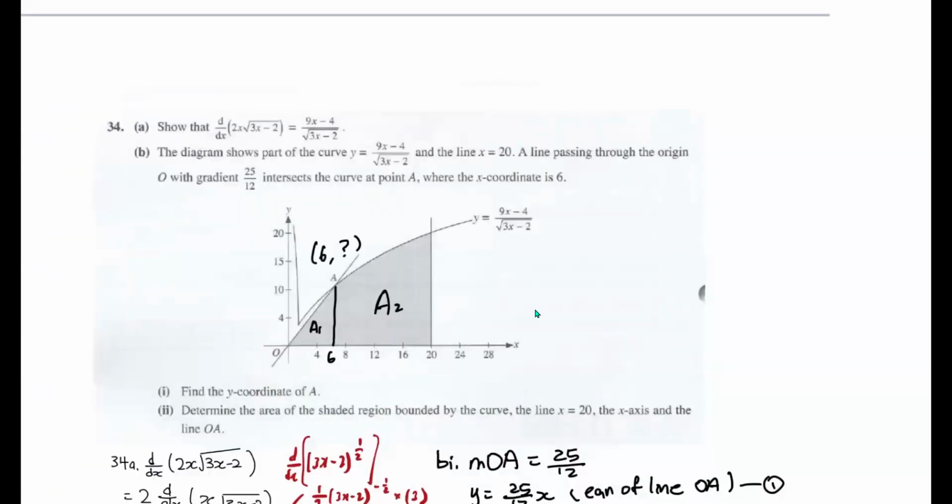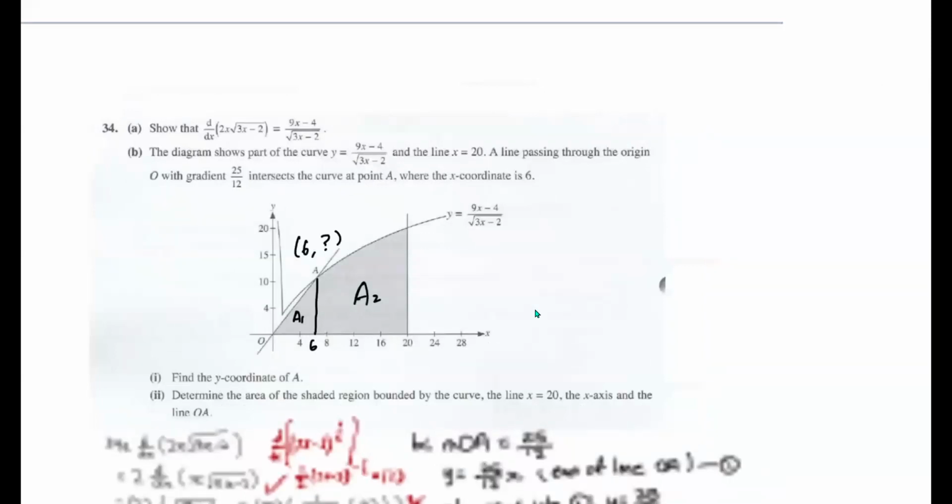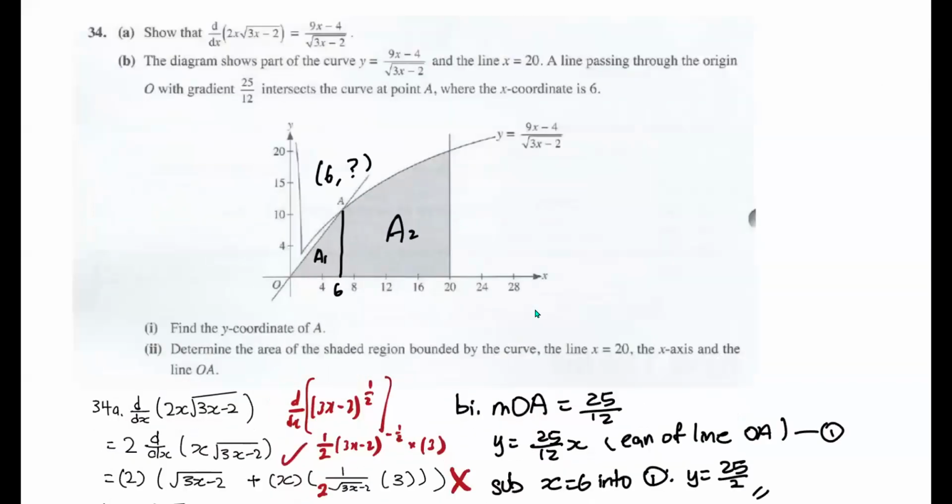So anyways, what happened? You have a line that passes through origin with gradient 25/12, and it passes through the point A. So question, is this a tangent line? No. Tangent line must be outside the curve. So for example, like this, your tangent lines must be here, here, here. This line here is not a tangent line. It's a line that looks like this. Here's the origin. Here's a point A.